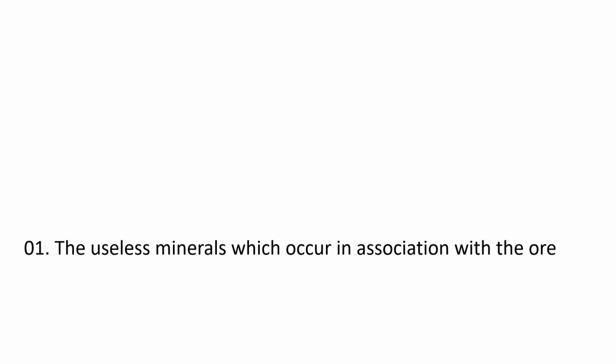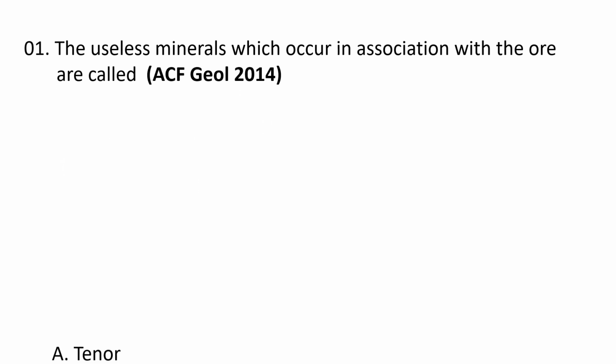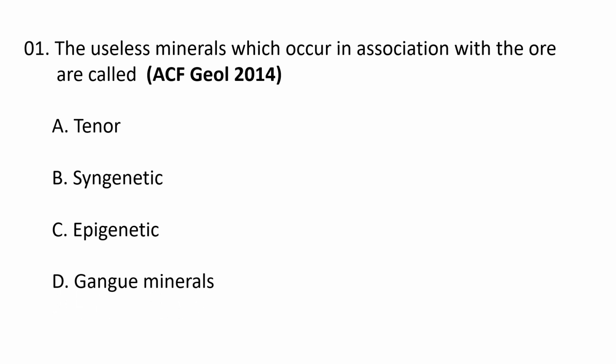Coming to the first question, the useless minerals which occur in association with the ore are called. The choices are A, tenor, B, syngenetic, C, epigenetic, D, gangue minerals. The useless minerals which occur in association with the ore are called gangue minerals. Tenor is the valuable content of an ore, and syngenetic deposits are formed along with the formation of the ore, and epigenetic means these are formed after the formation of the ore deposits. So D is the correct option.